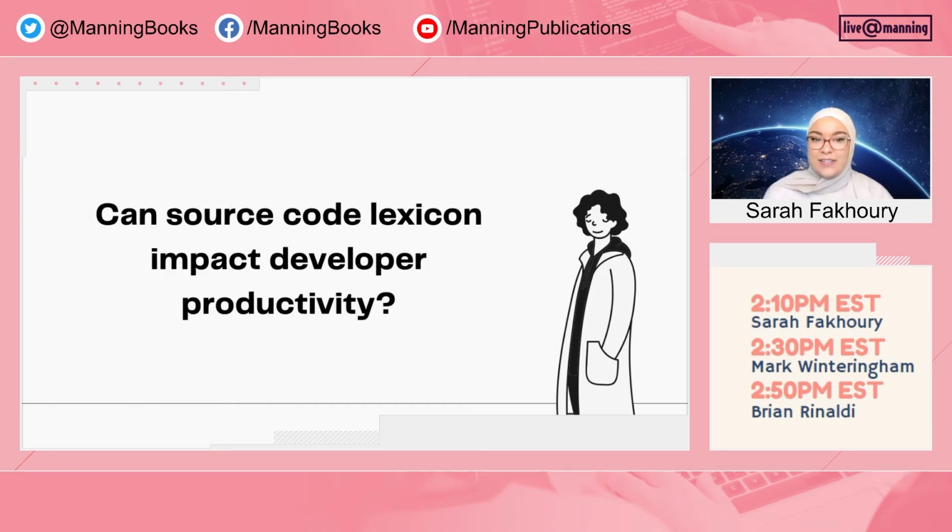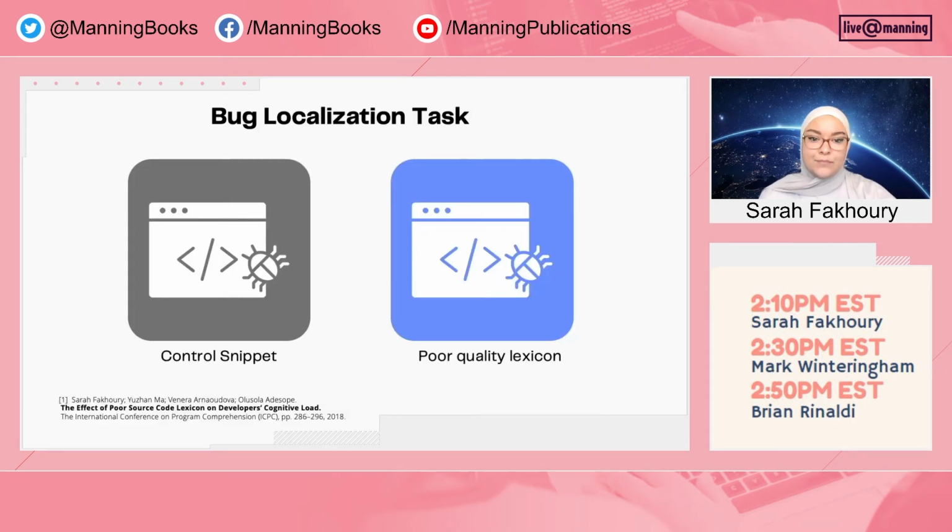And the literature tells us that source code lexicon is incredibly important to program comprehension, right? It's not even debated. So can we see the impact of source code lexicon on cognitive load and developers' productivity? So we ran an experiment with 25 developers. We set up the fNIRS and the eye tracker. We hooked everyone up, and we asked them to find a bug in a source code snippet.